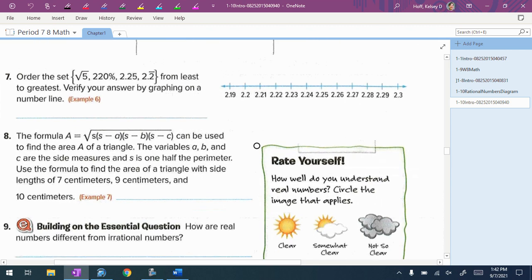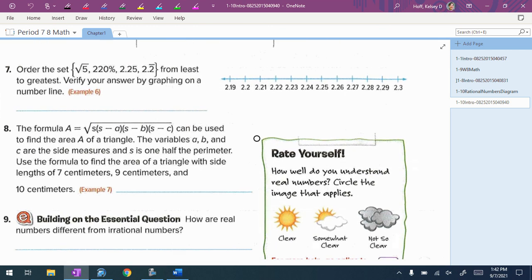So the directions say, order the set, the square root of 5, 220%, 2.25, and 2.2 repeating from least to greatest. First thing we need to do is to convert these all to decimals. Square root of 5. Everybody grab your calculator. Do you remember how to type in the square root of 5? You got to use that second key up in the corner. Then your x squared and 5.